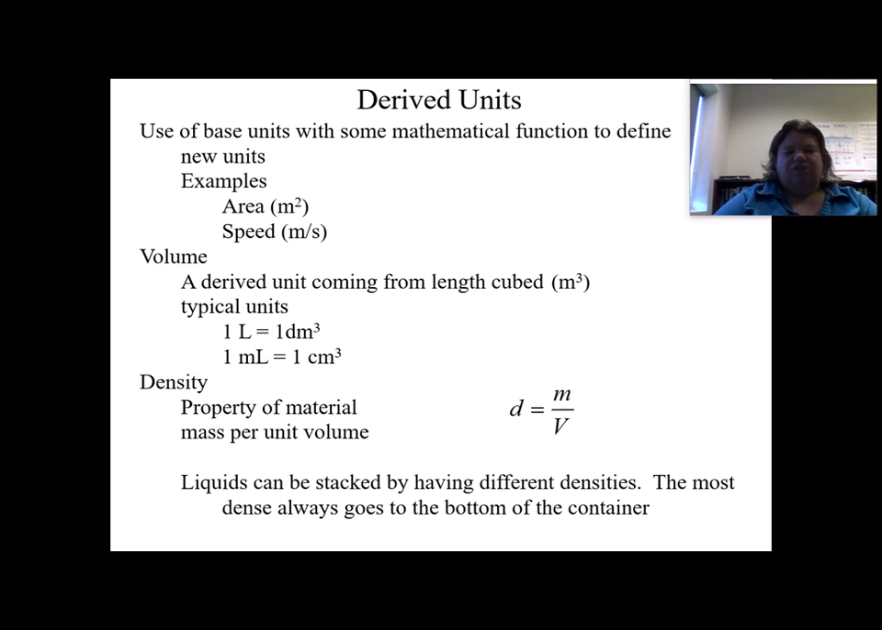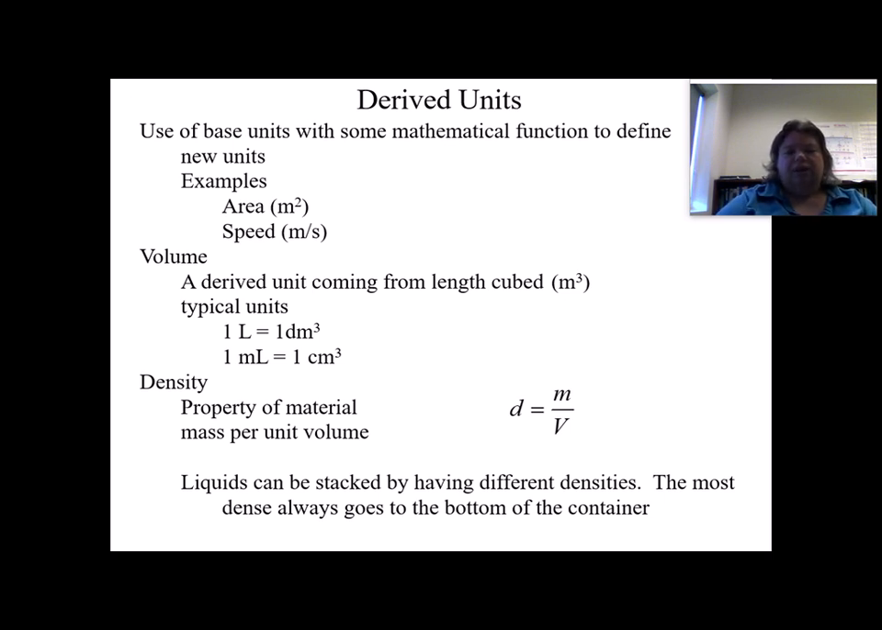It's the use of base units, which was the last section, of grams, meters, that type thing. And then you do some mathematical function to them. You can square them. You can cube them. You can take two different ones like grams and volume or milliliters and get density. So a derived unit is basically a base unit that you then do some mathematical function, multiplication, division, squaring, that type of thing, to get a new unit.